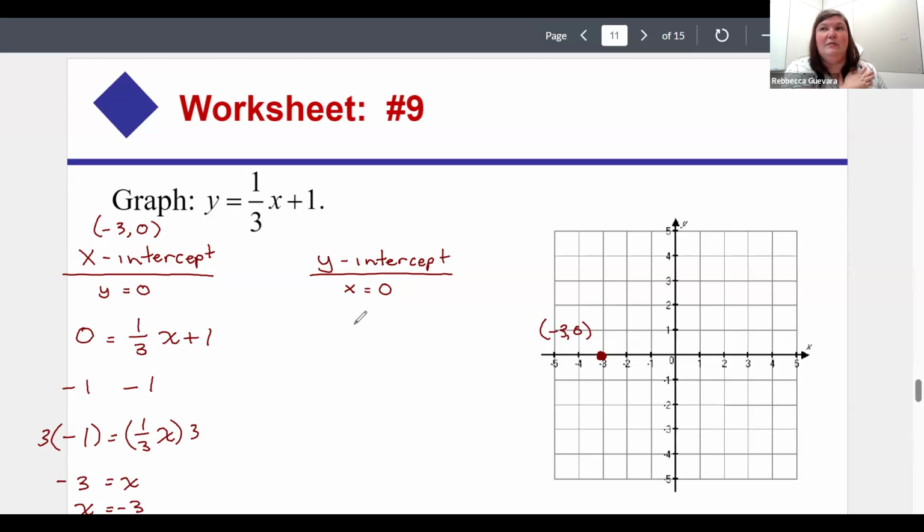For the other one, we are going to have x equal to 0. So we'll have y equals 1/3 times 0 plus 1. And this is going to be the really hard one here. This is going to take a long time. So 1/3 times 0 is 0. So we're left with y equals 1. Okay, I was messing with you. That's an easy one. So in this case, we get (0, 1) as that intercept.